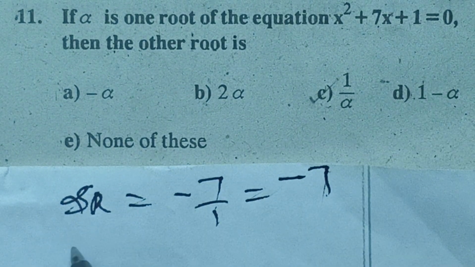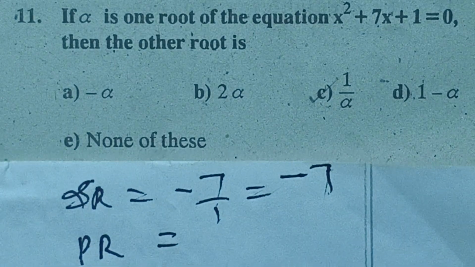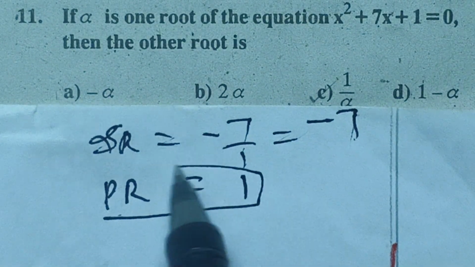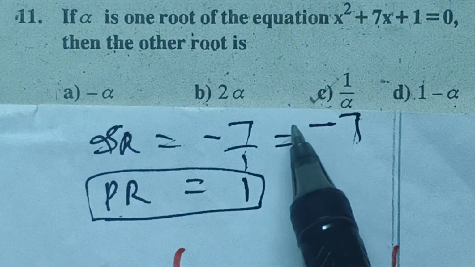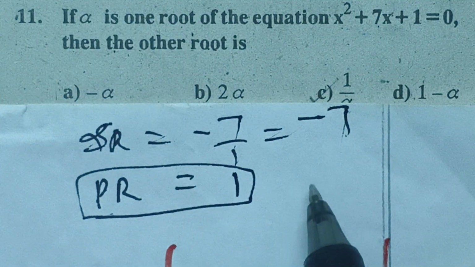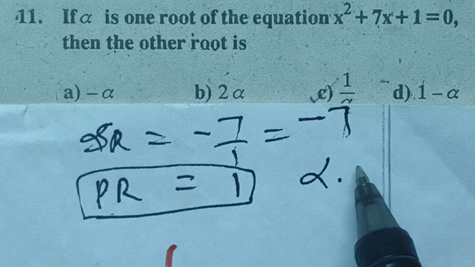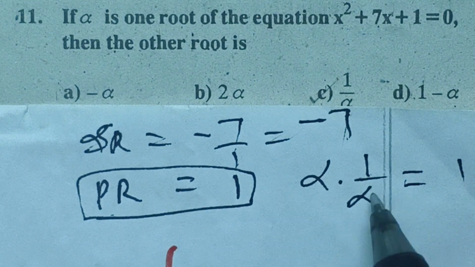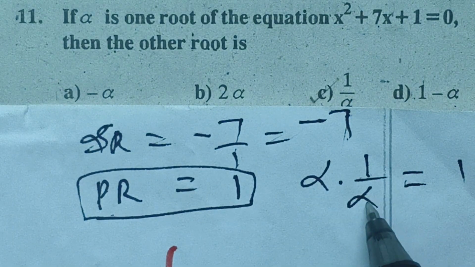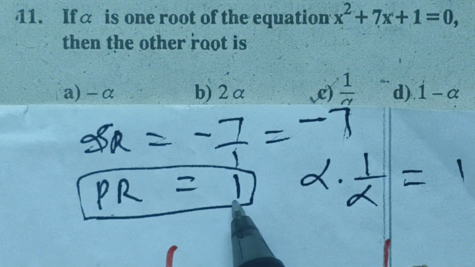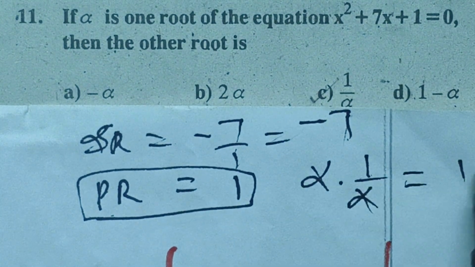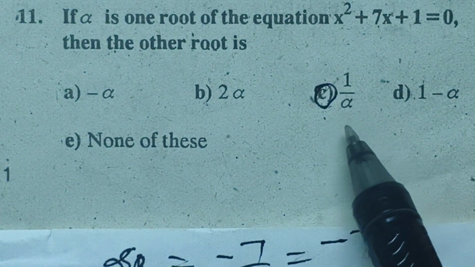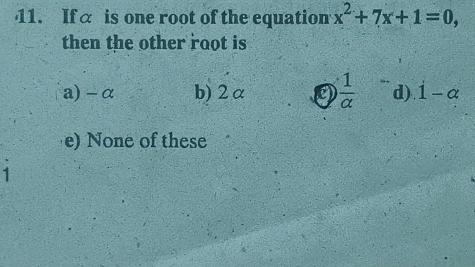Product of the roots is equal to c by a. That is 1 by 1, 1 only. Product of the roots is 1. Here, if alpha is one root, then the other root is 1 by alpha, because the product of the roots is 1. Alpha cancels, so 1 is equal to 1. Therefore, option C, 1 by alpha, is the correct answer of this question.